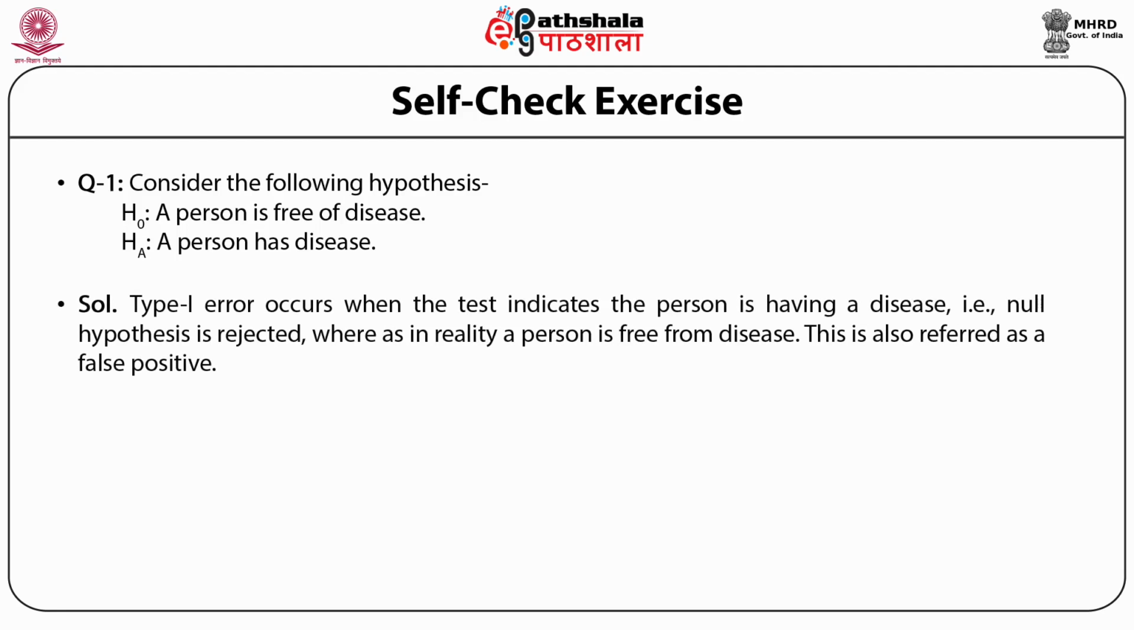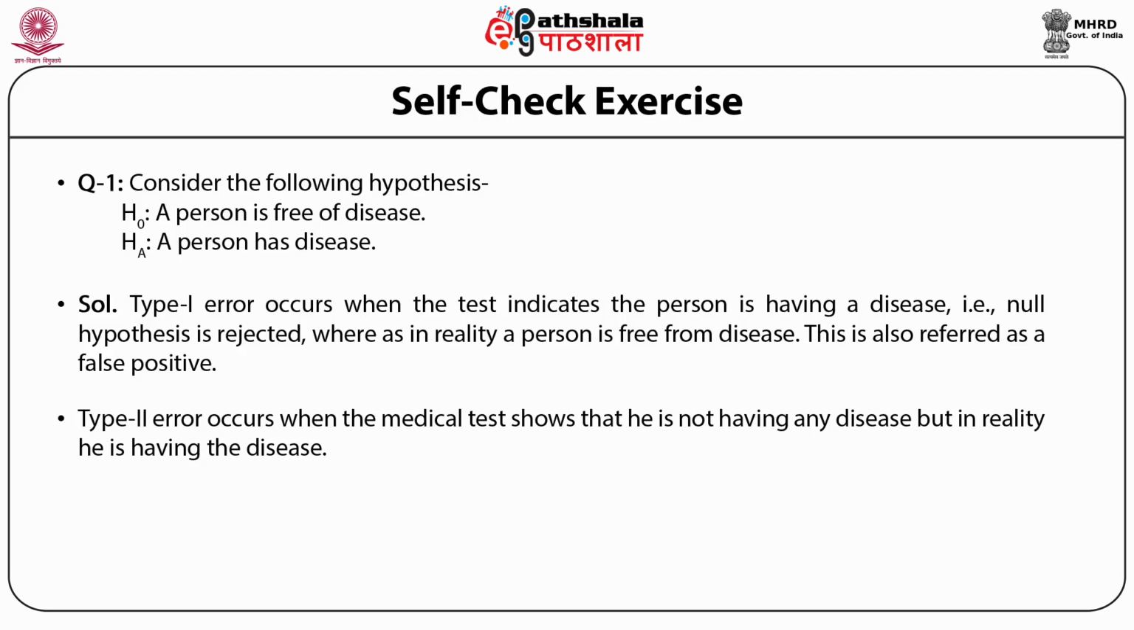A type 1 error occurs when the test indicates the person has a disease, that is, the null hypothesis is rejected, whereas in reality the person is free from disease. This is also referred to as a false positive. A type 2 error occurs when the medical test shows that he does not have any disease, but in reality he has the disease. It is also known as a false negative.